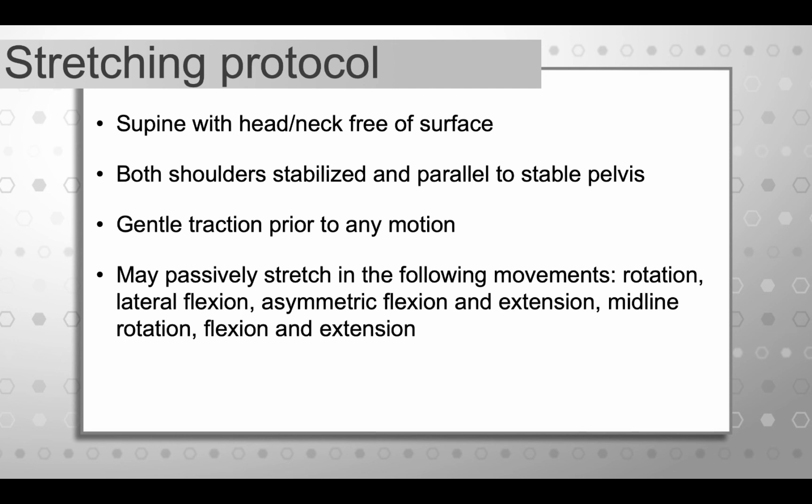So you're going to be holding their head in one hand, and then maybe have your hand placed across them to stabilize their shoulders. You may give just a little bit of gentle traction, and then you're just going to do those stretching movements. So whichever one you're working on, whether you're rotating, laterally flexing, doing some asymmetric flexion and extension, or midline rotation, depending on the particular baby, their type of torticollis and how they present, you're basically just going to be stretching them out of that tightness.